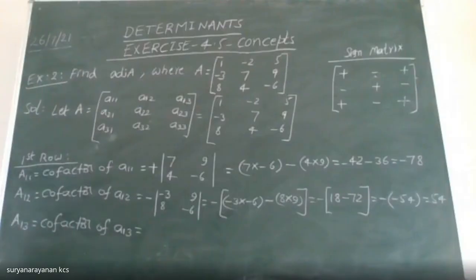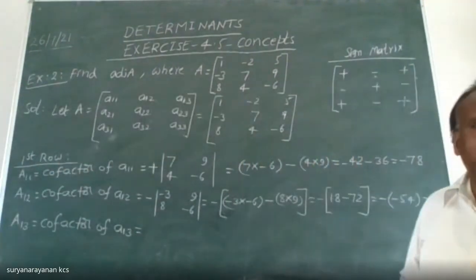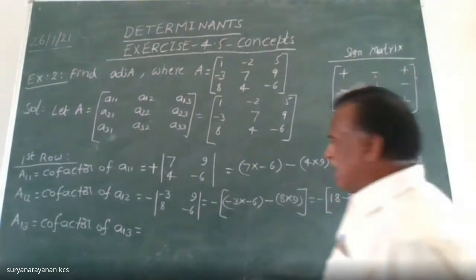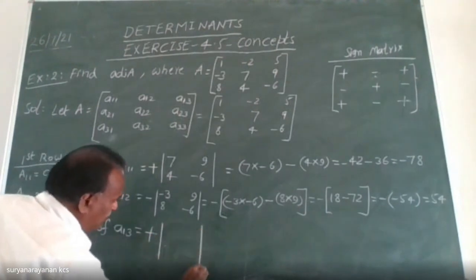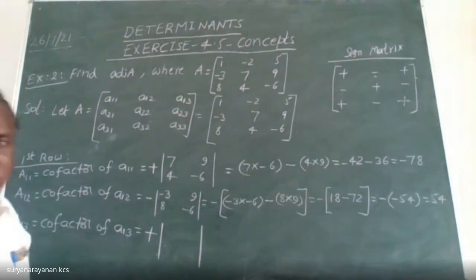Cofactor of A13. Immediately go to the sign matrix. What is the sign here? Plus sign. So plus. And here we have to write the minor of this element.